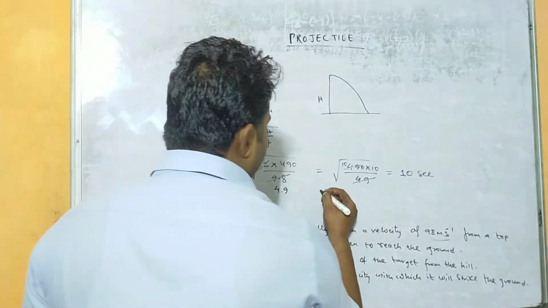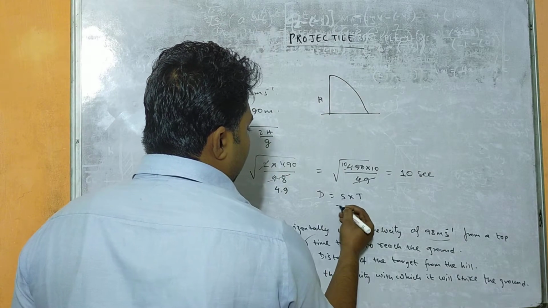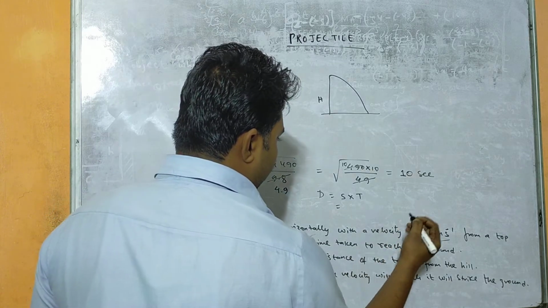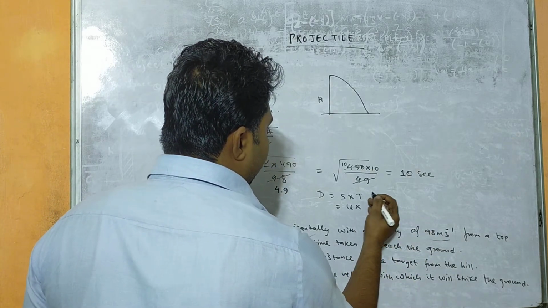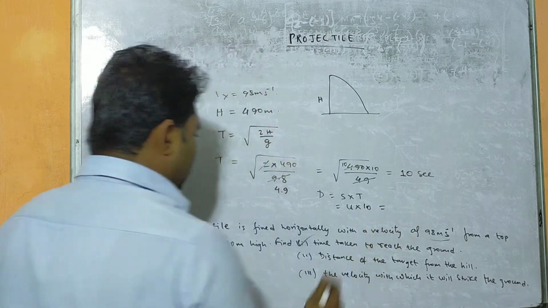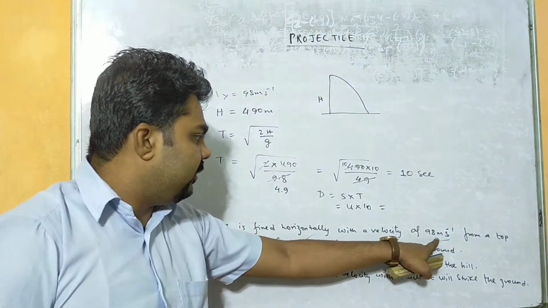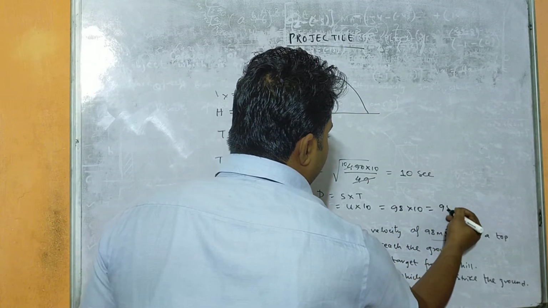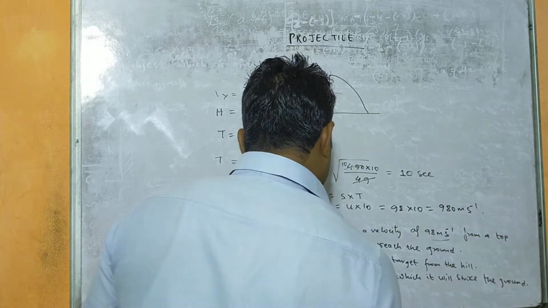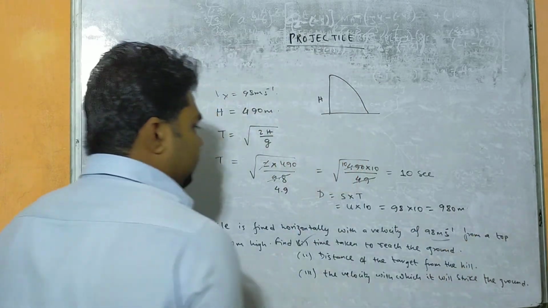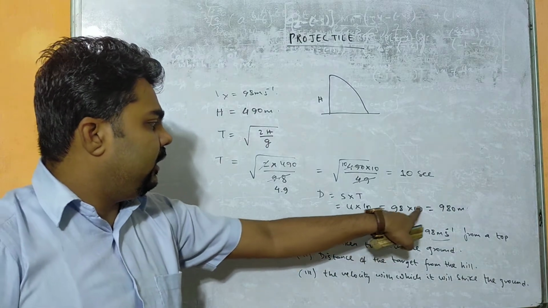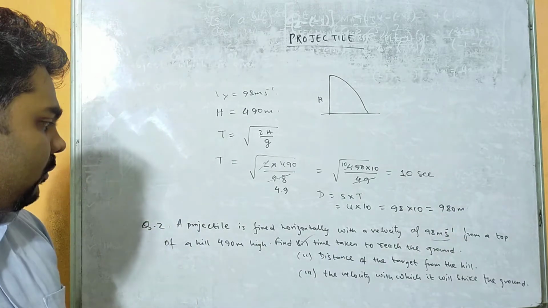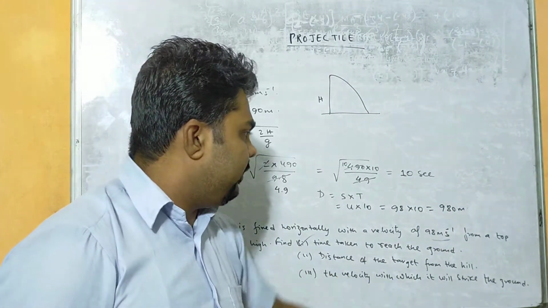Next, the distance of the target from the hill. So distance, we know, is given by speed into time. What is our speed here? Speed is our initial velocity, into time. Time is here 10. So you see, the initial velocity is given as 98. That means 98 into 10, that is 980 meter per second into second, that means second and second will get cancelled, then we will get 980 meter.